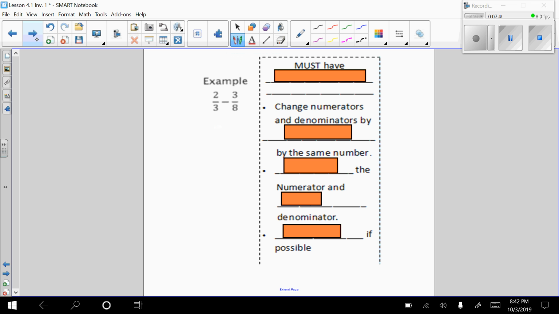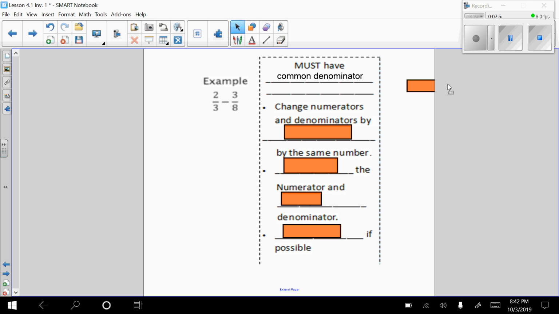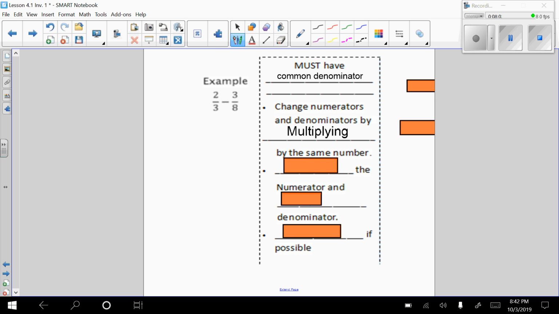We have an example here for subtraction as well. Same thing applies. Must have a common denominator. Well, how do I get a common denominator? I change the numerator and the denominator by multiplying. Well, 3 times 8 is 24. So I'm going to have that be my common denominator. I can always find my LCM, but the easiest way is just to multiply the two.